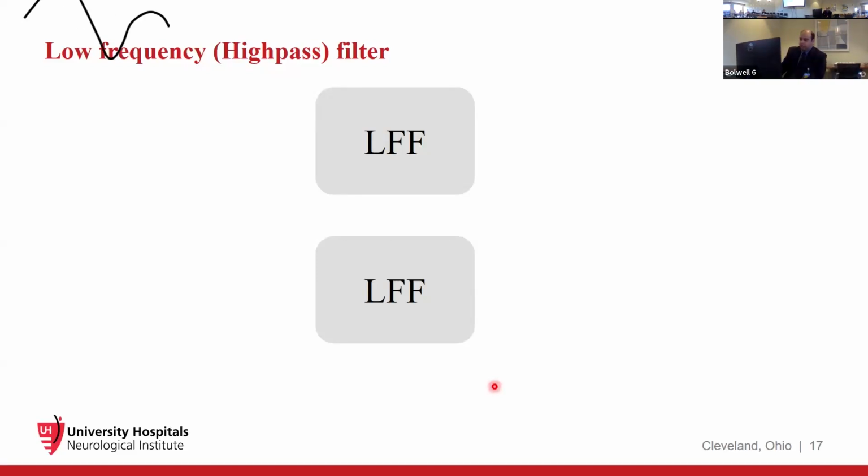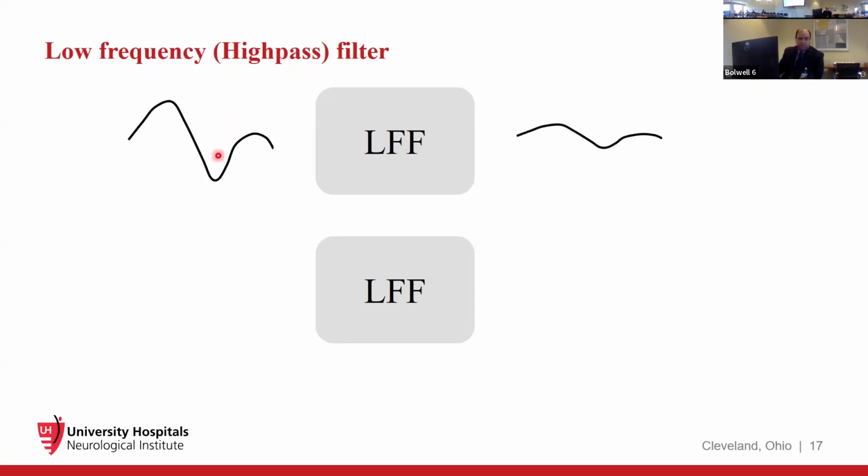So for example, let's say this is a hypothetical waveform, which is a slow signal, and my low frequency filter is set higher than this, so it's going to attenuate it significantly. But if I send a frequency which is faster than that, it's going to let it through unimpeded. It's not going to touch it.